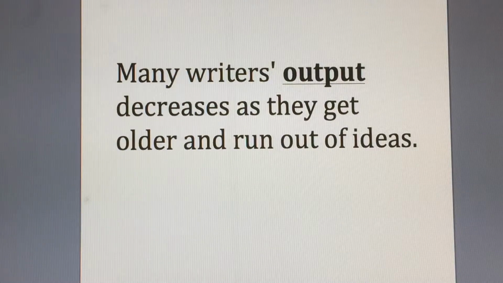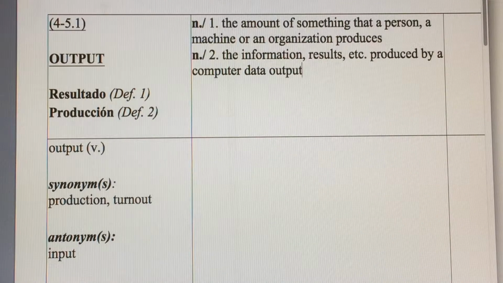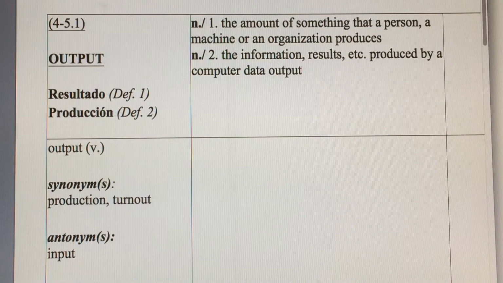for Week 5, Quarter 4. Let's take a look at your flashcard. Output has two syllables, and the emphasis or stress is on the first syllable, out. So we say output, output. Make sure the T's are pronounced in both syllables.